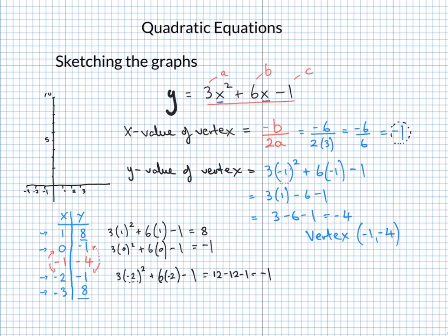Perfect. So the first point we want to put in is the vertex, negative 1, negative 4. We haven't come down far enough. So negative 1, negative 4 is there. Next point is 0, negative 1, which is there. And 1, 8, which is there. So it's a real thin graph here. Negative 2, negative 1 is there, and negative 3, 8 is up there. And there your graph comes down like this, goes through there, and all the way up there. And that's how you draw a parabola.